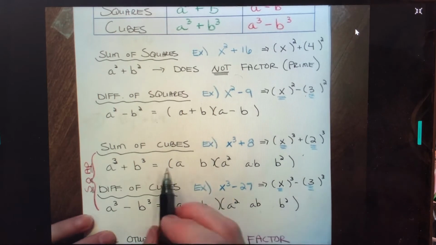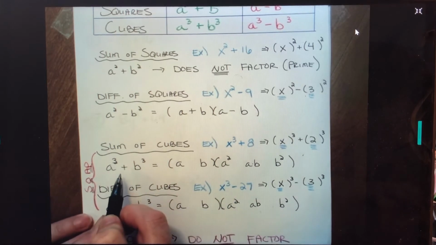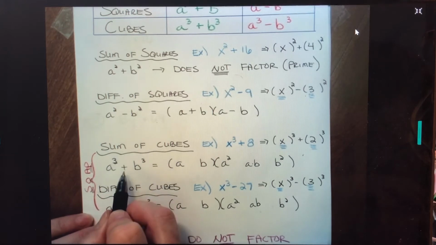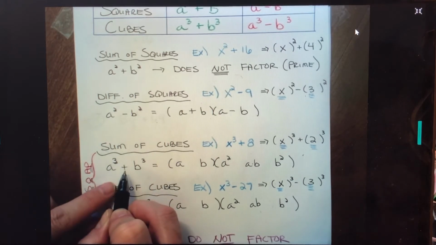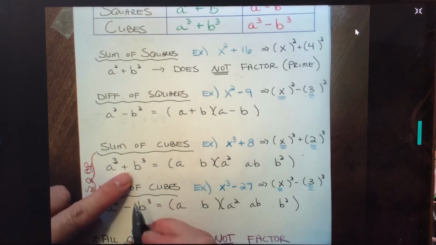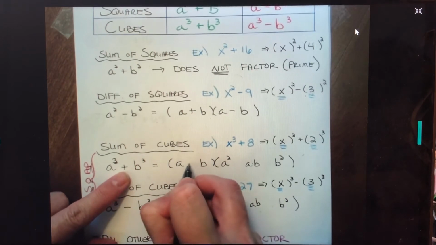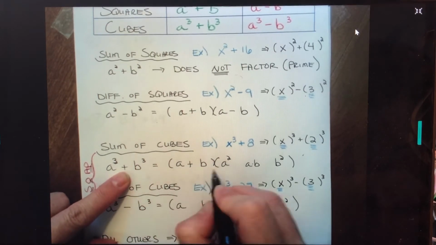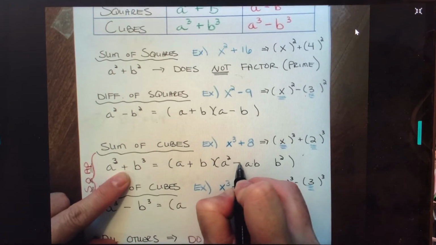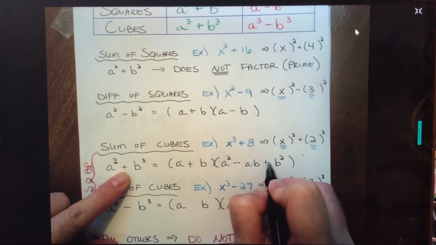Well, what do you mean by the same? We're talking about the sign that is in the initial problem. So since this is a sum of cubes, that first sign is positive. So the same sign would also be positive. The next sign would be opposite, and the last would be always positive.